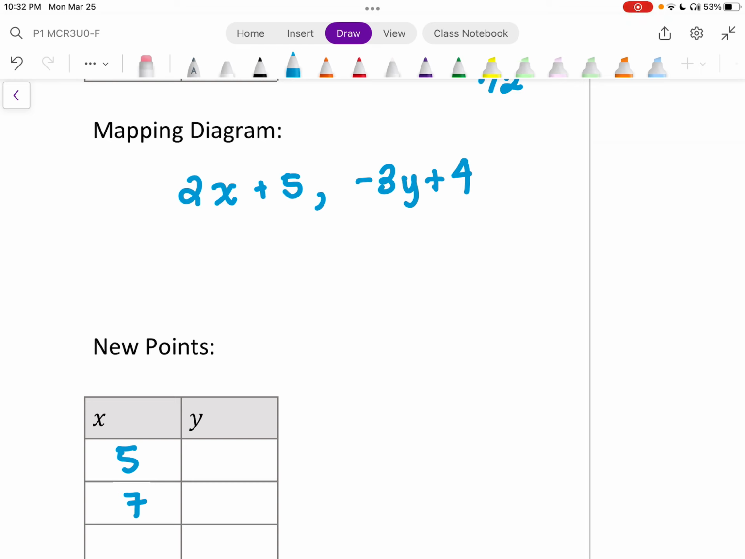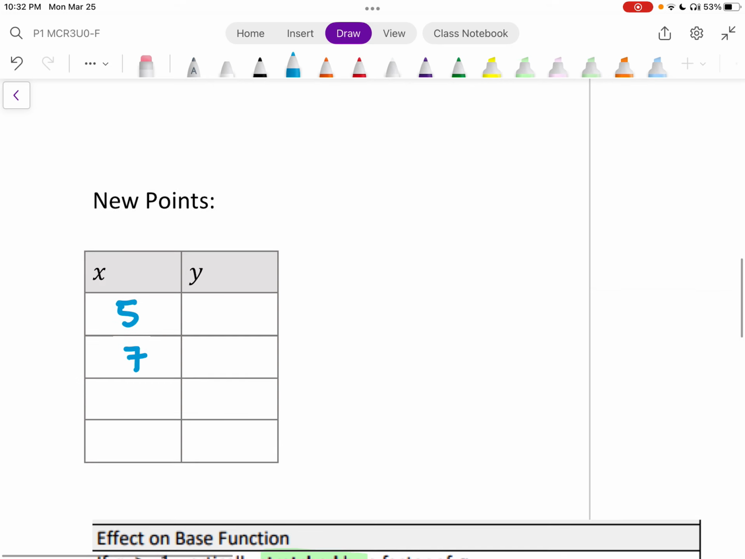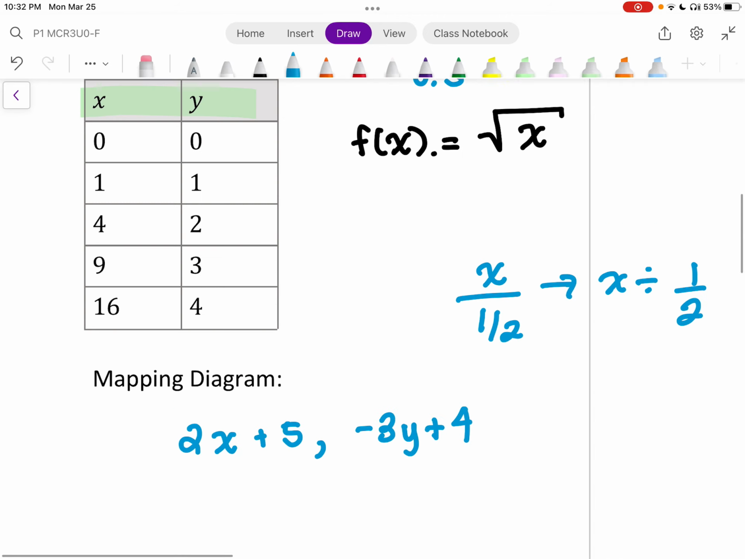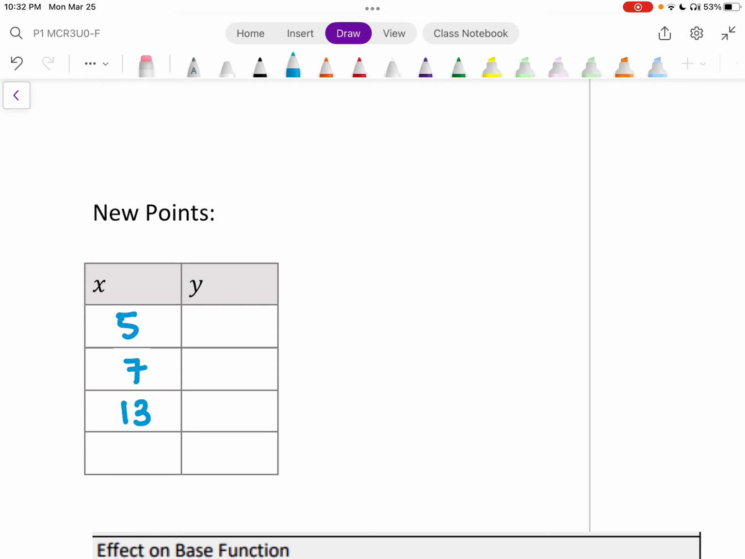And then I'm going to move on and I'm going to do 2 times 4, which is going to give me 8, plus 5 is going to be 13. Sorry, I mixed up my numbers there: 2 times 4 plus 5 is what I'm doing, which gives 13, right? I'm just taking the 4 value from here, plugging it into my mapping notation and putting it down.